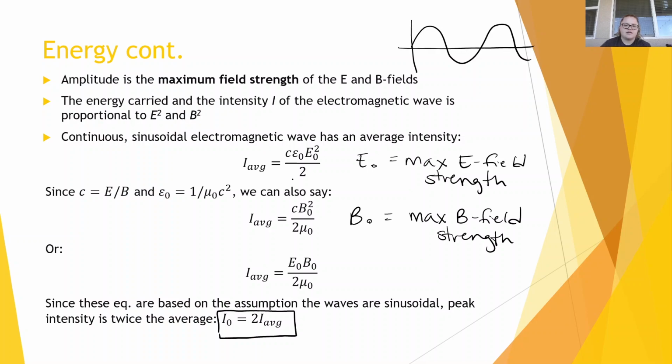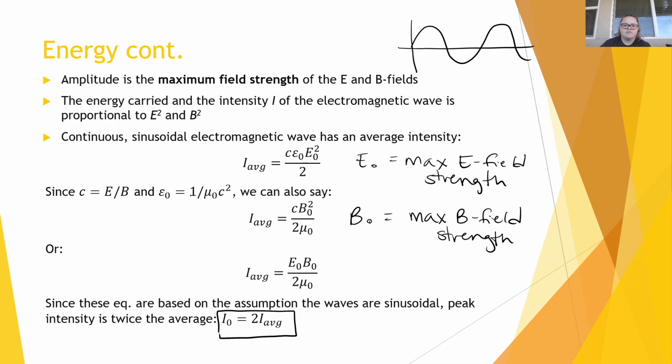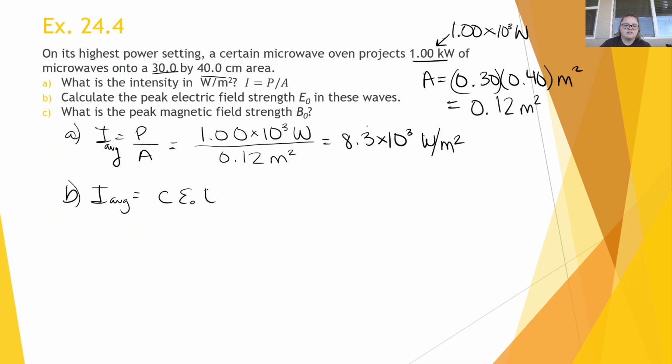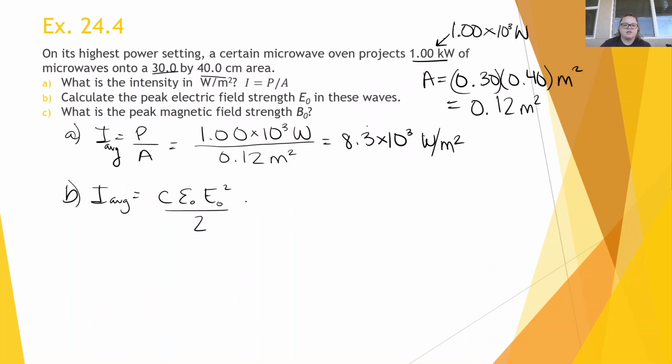We're going to use this guy since we're looking for this peak electric field strength. So I average is equal to C epsilon naught E naught squared divided by 2. And I didn't put anywhere in this PowerPoint what epsilon naught is, so bear with me. We have 3 times 10 to the 8th meters per second. I need to look that up.